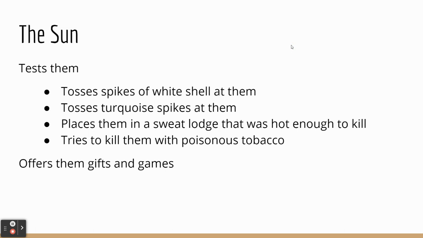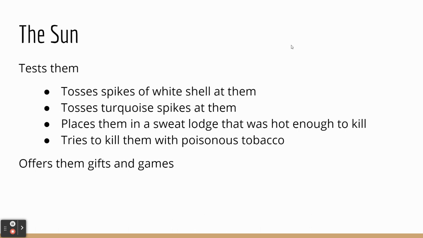When they finally get to the sun, he tests them. They've been told to anticipate a lot of these, so there's the tossing of spikes of white shell. They're able to deal with that. There's turquoise spikes that are tossed at them. They are placed in a sweat lodge that's hot enough to kill, but once again, they are told to anticipate it, and they have planned for it so that they can escape. There's poisonous tobacco, and again, they are told to prepare for that.